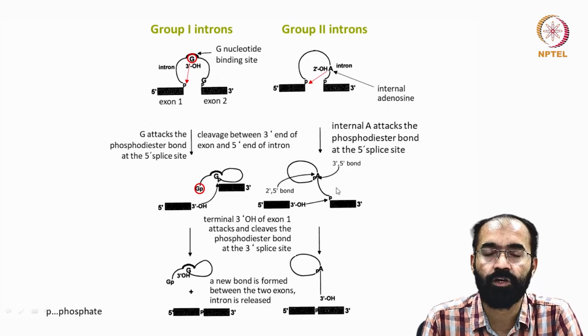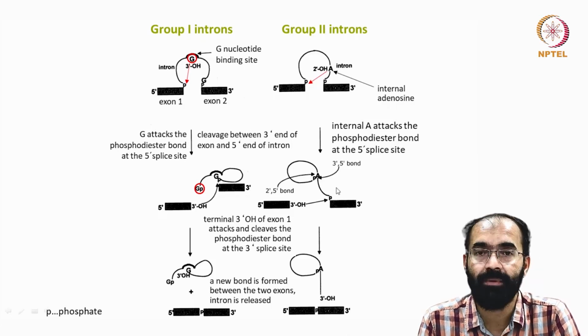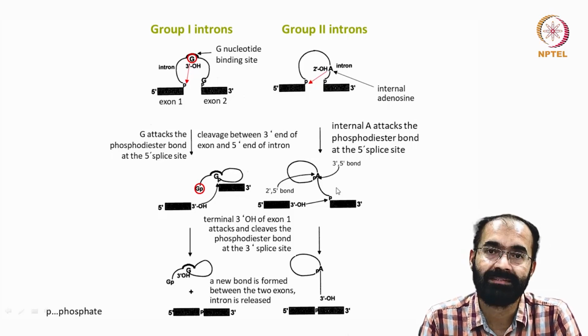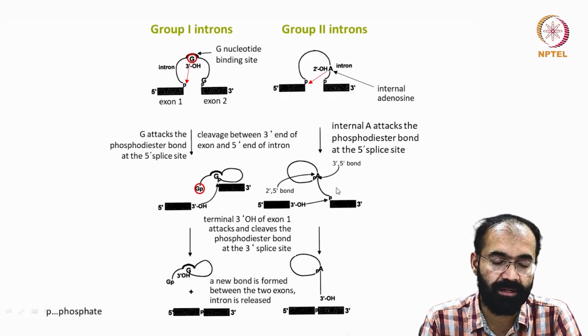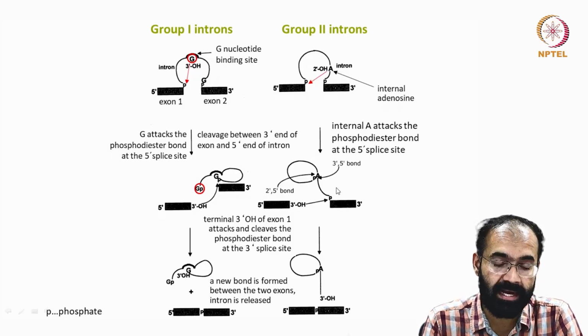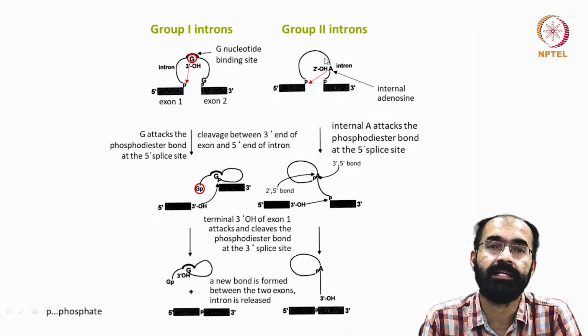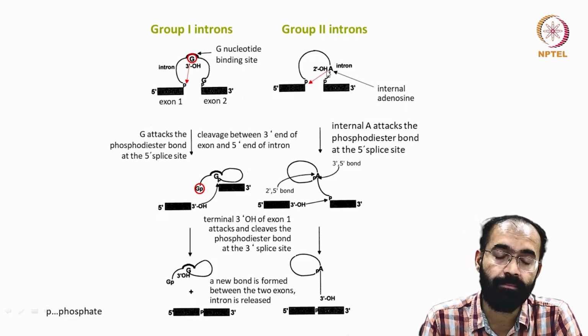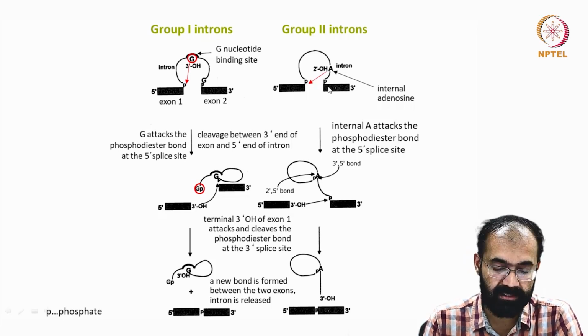So group 1 and group 2 introns do a similar job. The only difference is that group 1 requires an external guanosine whose 3' OH participates in the trans-esterification or nucleophilic attack reaction, whereas in group 2 introns it is an internal adenosine whose 2' OH participates in the nucleophilic attack and trans-esterification reactions.